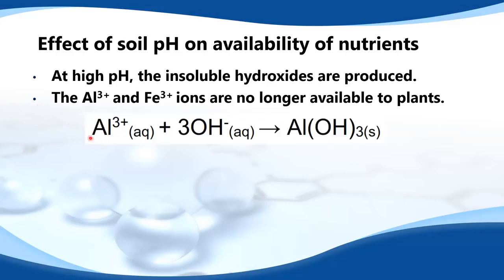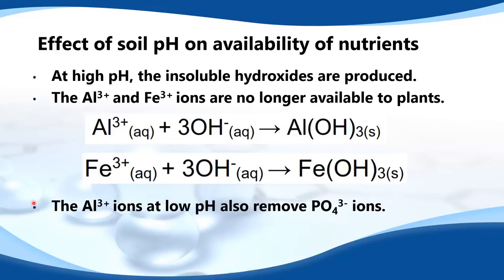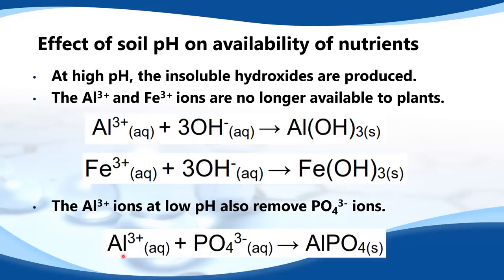So here we have the Al3+ ion reacting with the hydroxide ion to form the insoluble aluminium hydroxide, and here's the Fe3+ reacting with OH- to form the insoluble iron hydroxide. And finally, the Al3+ ions at low pH also remove phosphate ions. So here we have the aluminium ions reacting with the phosphate ions to form insoluble aluminium phosphate.